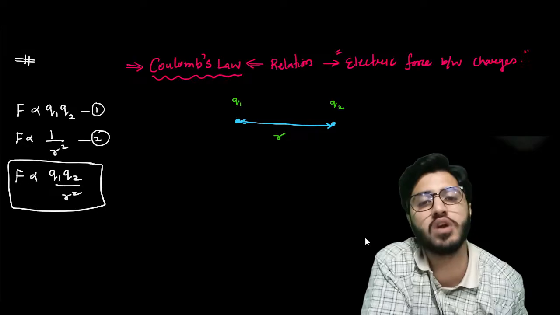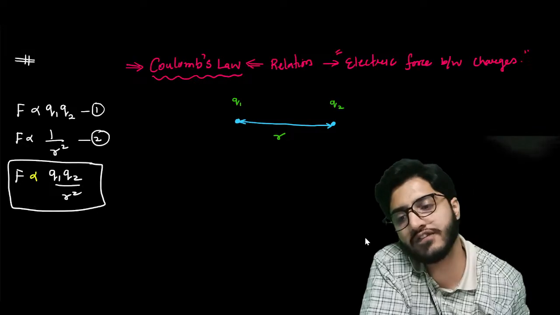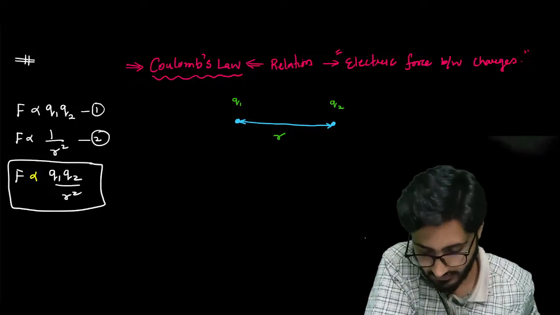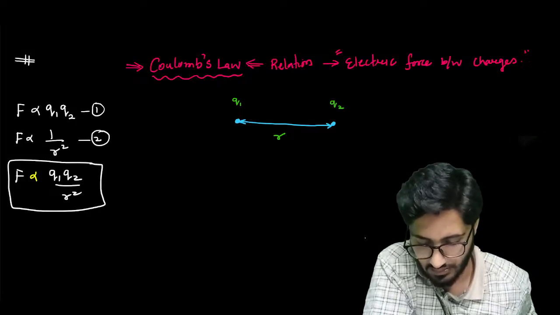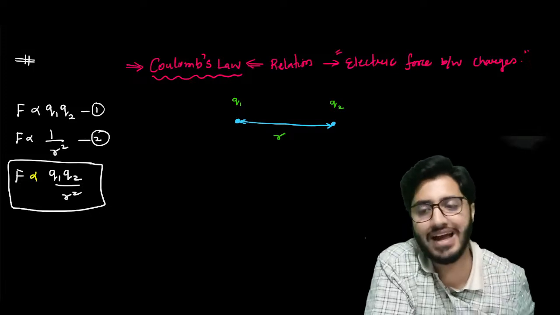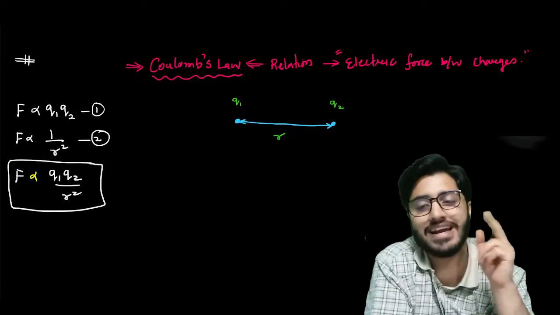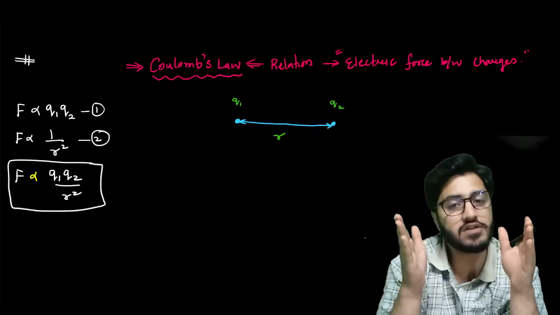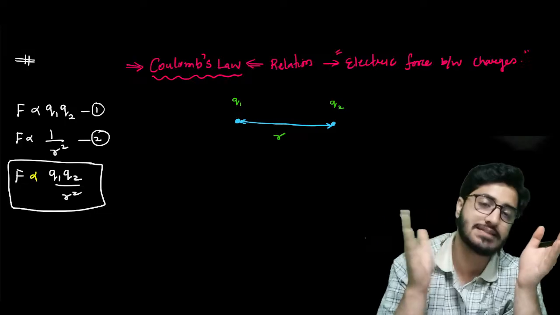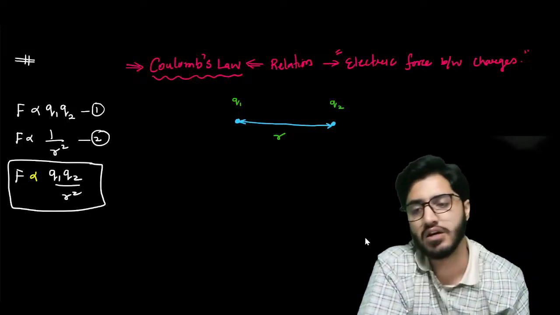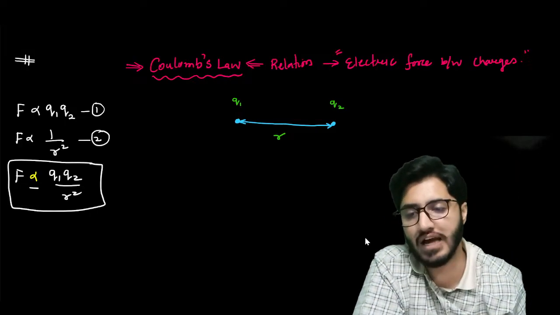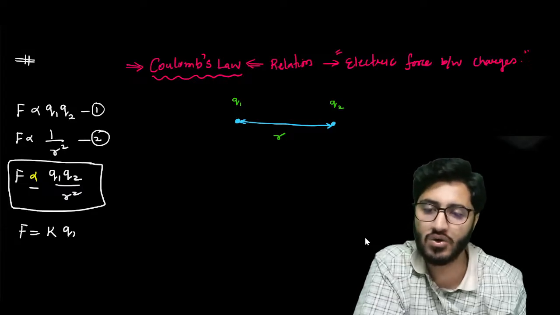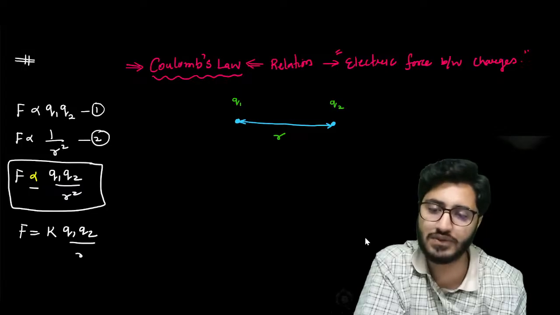This is Coulomb's law. So whenever in physics we have this proportionality sign, directly proportional, we have to replace it with equals to plus some constant. So here F is equal to K, we have K here, Q1 Q2 by R square.